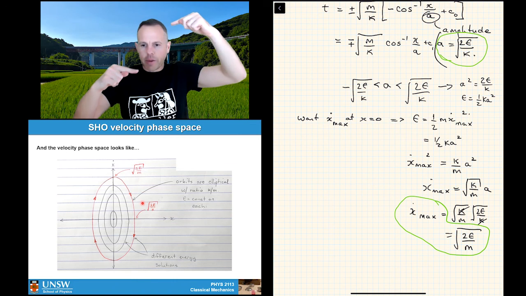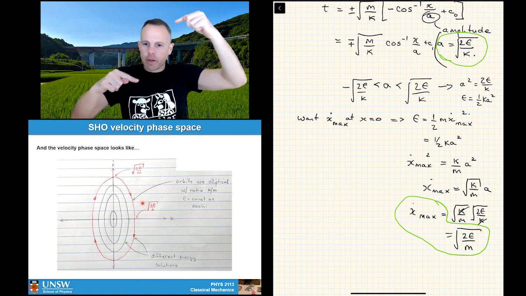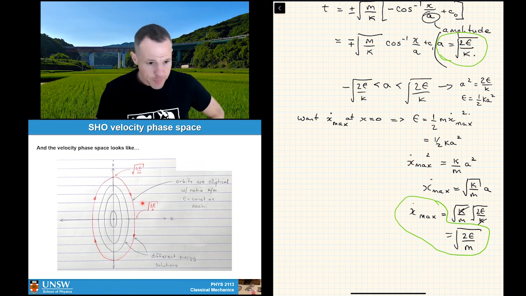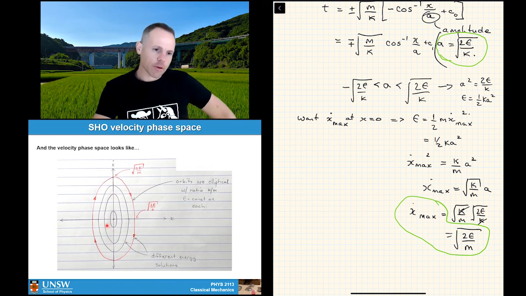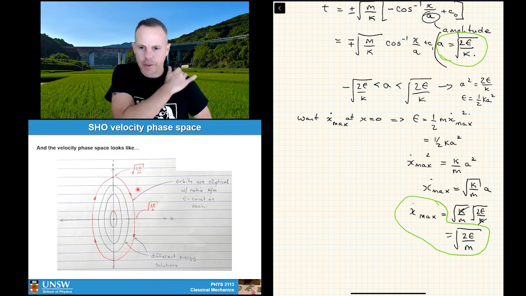And our ellipse is basically set, its ratio is set by k and m, okay, the relationship between k and m. The different ellipses here, and there's an infinite number of them, right? We only draw a handful, but there's essentially an infinite number of ellipses in here, set by the amount of energy. So as you move further and further out here, you've got higher and higher total energy inside your system, okay?